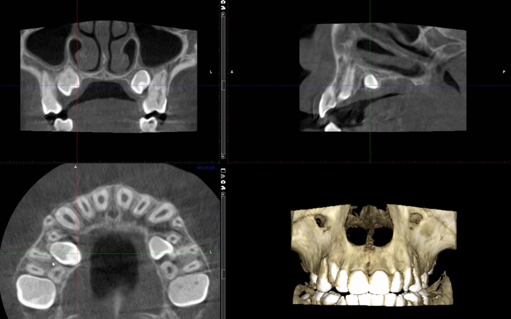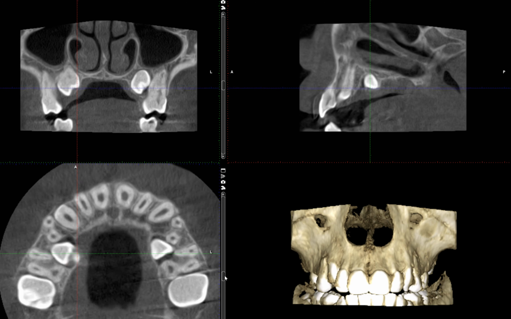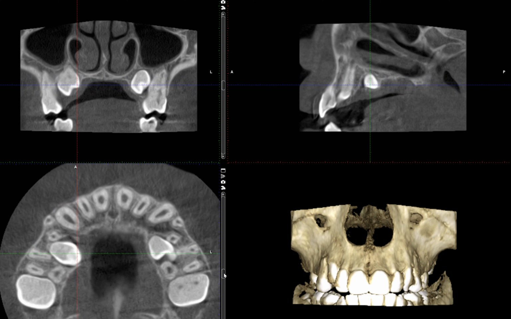Okay, let me zoom in just a little bit. So here's number 3, mesiobuccal, palatal root, distal buccal root, and that's number 5, this being buccal, and this is the palatal root. As I go up and down, you see that this impacted tooth is abutting the mesiobuccal root as well as the palatal root.